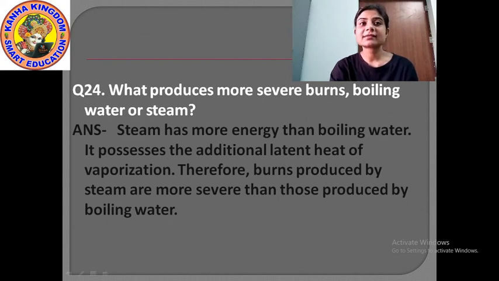The answer is steam has more energy than boiling water. The water vapor that comes out when the water boils has more energy because when something evaporates, it absorbs the energy from the surrounding. That is why it has got more energy. It possesses the additional latent heat of vaporization. Therefore, burns produced by steam are more severe than those produced by boiling water. Okay?